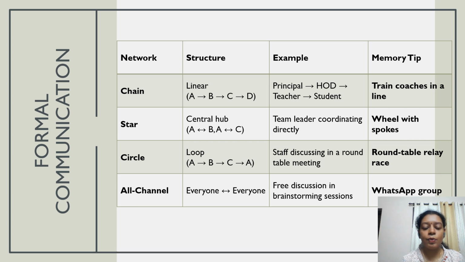So we discussed the chain, star, circle and all channel networks. In the linear model, if it goes from A to B, B to C and C to D, it's a linear model. For example, principal to HOD, HOD to teacher, and teacher to student. You can remember it by train coaches in a line. That is a chain network.